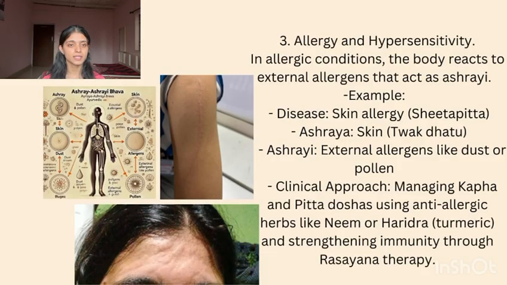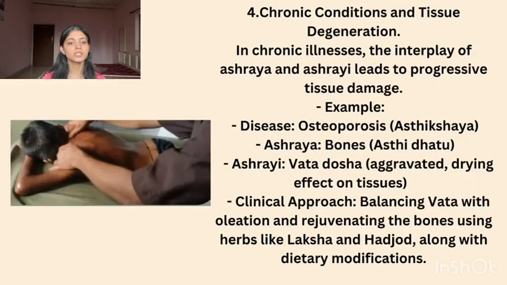Allergy and hypersensitivity. In allergic conditions, the body reacts to external allergens that act as ashrayees. For example, a disease is skin allergy. Ashraya will be the skin and ashrayee will be the external allergens like pollen and dust. Talking about its clinical approach, managing kapha and pitta doshas using anti-allergic herbs like turmeric and neem and strengthening immunity through rasayana therapies. And fourth is chronic conditions and tissue degeneration.